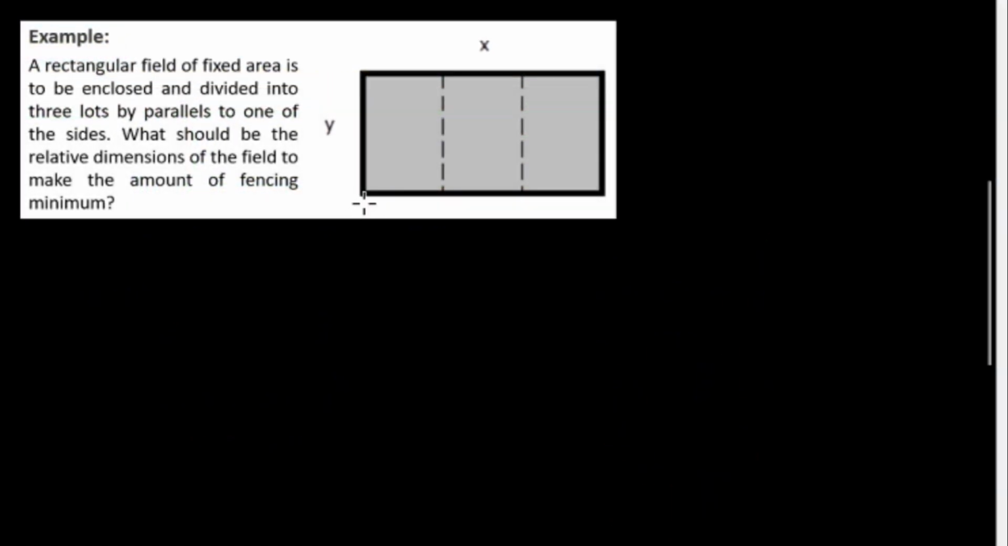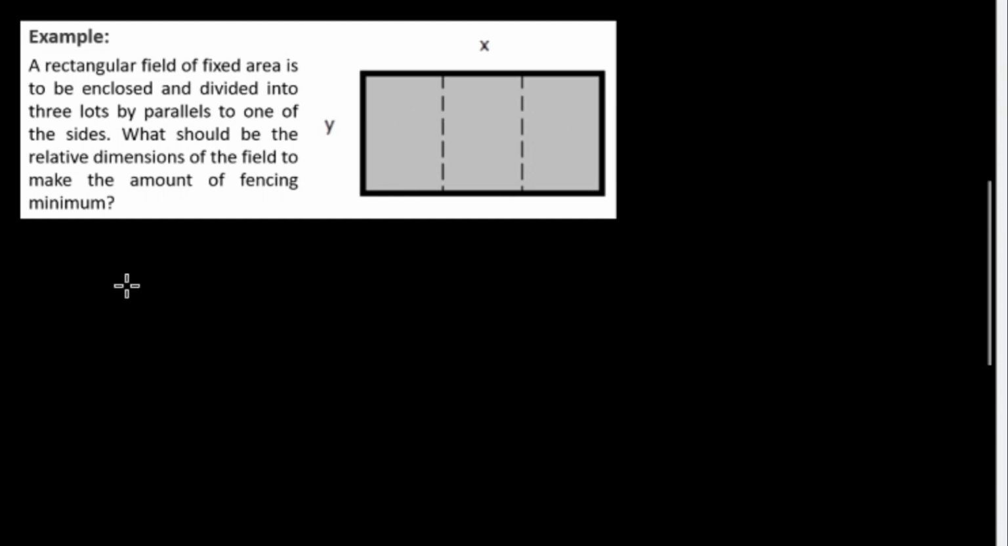Example number 5. A rectangular field of fixed area is to be enclosed and divided into 3 lots by parallels to one of the sides. What should be the relative dimensions of the field to make the amount of fencing minimum? So we have the rectangular field, and we designate the length, which is x, and the width, which is y, and we subdivide into 3 equal lots. So we have 1, 2, and 3.